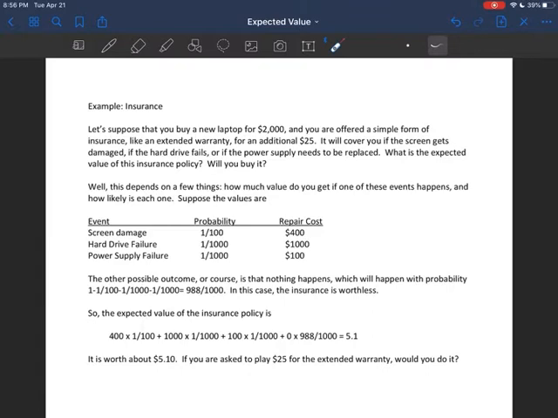Well, the answer to this depends on a few things. Basically, for each of these things that can happen that the insurance covers, how much monetary value do you get out of that? How much would you have to pay if you didn't have the insurance? And then, importantly, going along with that is how likely is each one of those events to come up? So let's say that the probabilities are the ones that I've put in this table here. Now, these are all totally made up, but maybe they're reasonable.